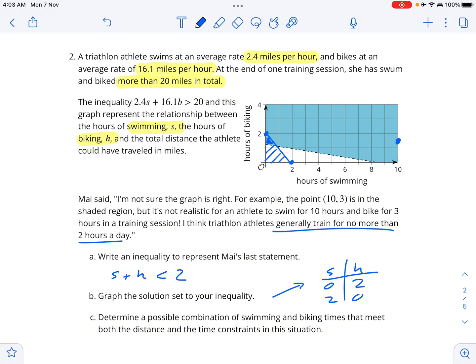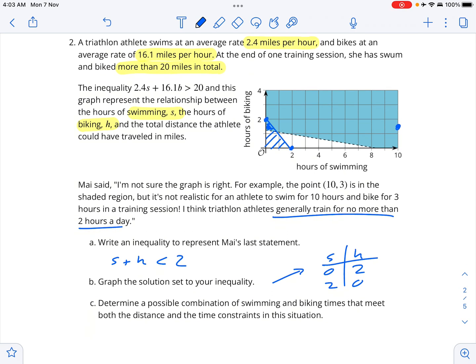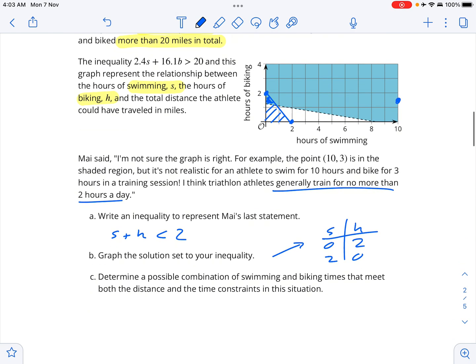Okay. And it says determine the possible combination of swimming and biking times that meet both the distance and the time constraints in this situation. So it's going to have to be something in that little shaded region right there. So maybe, oh, I don't know, I could probably go 0.5 hours. I'm going right in the half there, 0.5 hours of swimming.